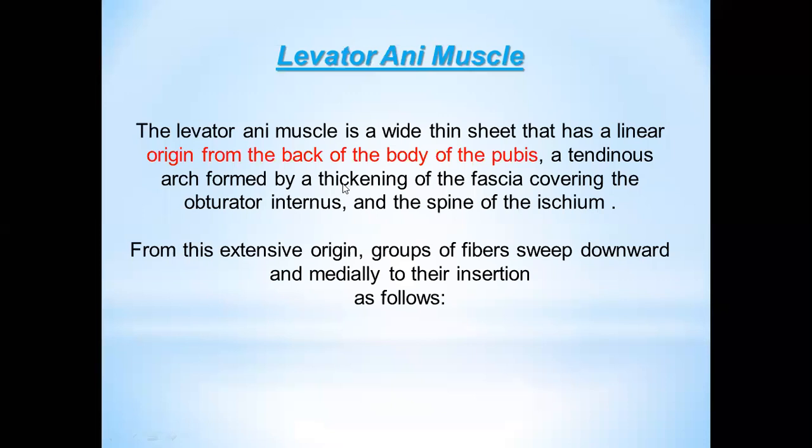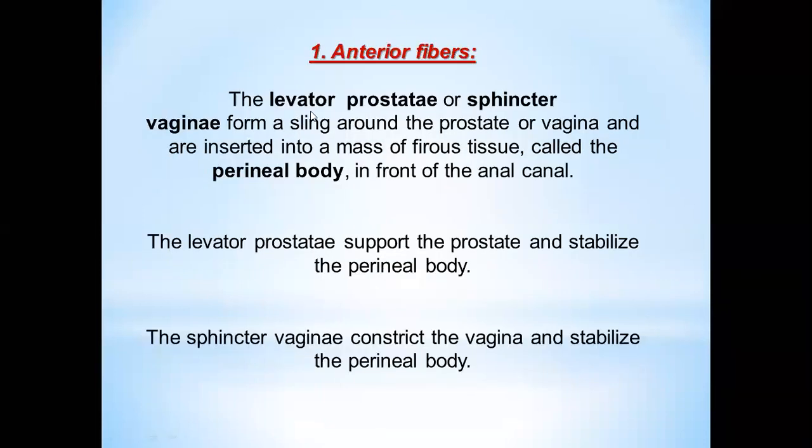So these fibers go downward and medially. It is now divided into three parts: anterior, intermediate, and posterior fibers. These anterior fibers can also be known as the levator prostatae in cases of male. In cases of female, we can call it the sphincter vaginae, because it forms a sling around the prostate in males, or the vagina in females, and it is inserted into a fibrous tissue called the perineal body. Now this perineal body lies in front of the anal canal.